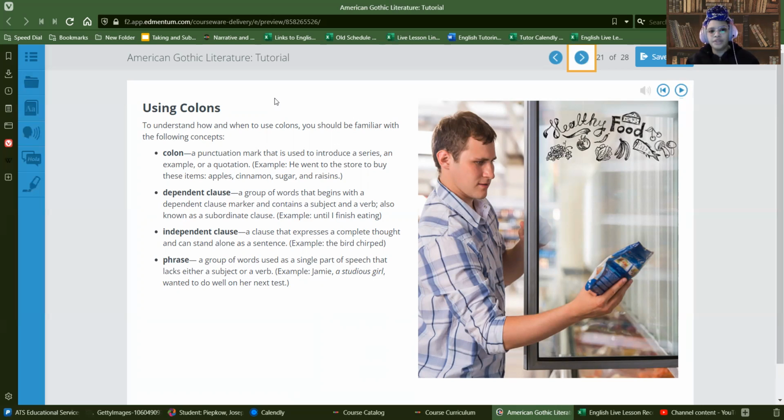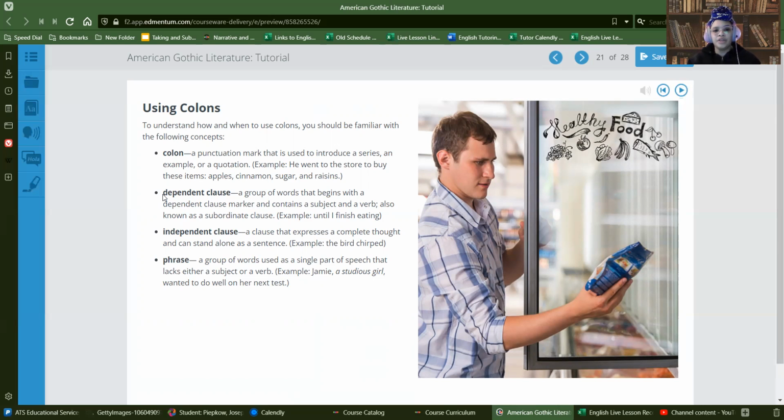They start off with some concepts they want you to be familiar with. One of them is literally the colon. I just explained what it was. He went to the store to buy these items, and this double dot stacked on top of each other preceding a list, that is the colon. Now, a dependent clause, basically it's a group of words. It says here that contain a marker, and they mean a marker kind of like a comma or something like that to separate it from part of the sentence.